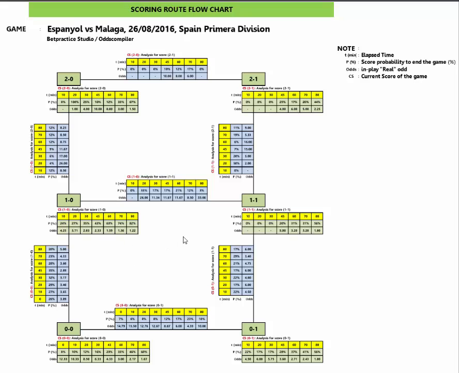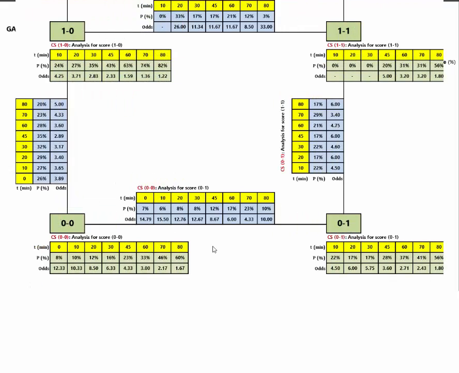The probability to have a final score 1-1 is different if the scoring root goes from 1-0 and then to 1-1, and completely different if the scoring root goes from 0-1 and then to 1-1. With this chart, we have a clear and detailed picture of the in-play odd movements according to the scoring root.